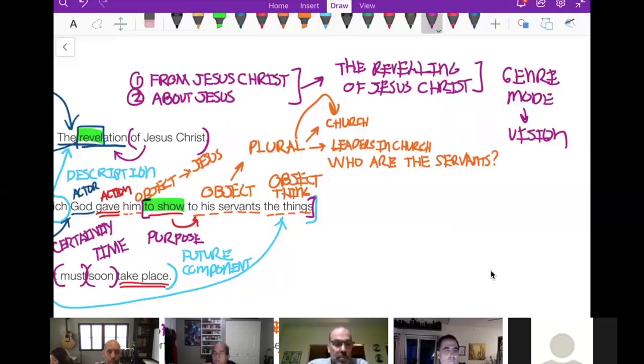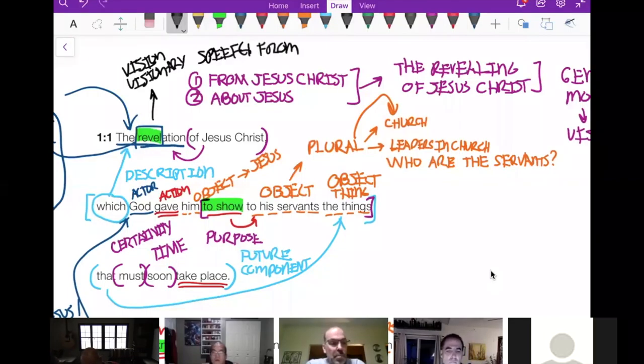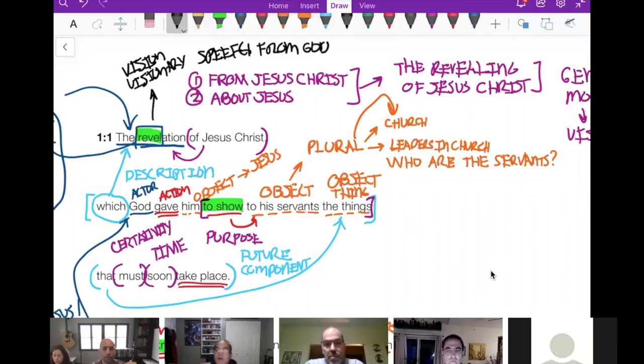Oftentimes God can just speak, you know, out of thin air. There are different ways that God will speak. Maybe he can speak through his Holy Spirit, through the heart, right? But there's also this: God speaks through visions, okay? And this word here is part of a group of words that describes vision or visionary from God. So in Abraham, God spoke to him in visions. The prophets, God spoke oftentimes through visions.